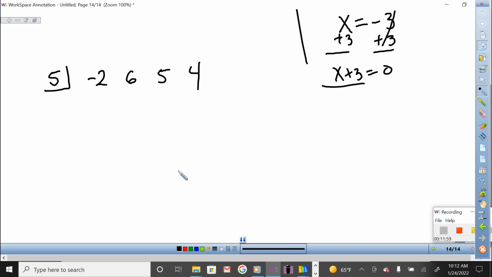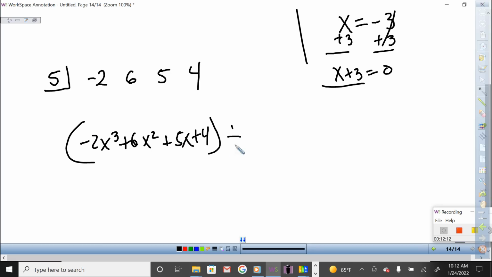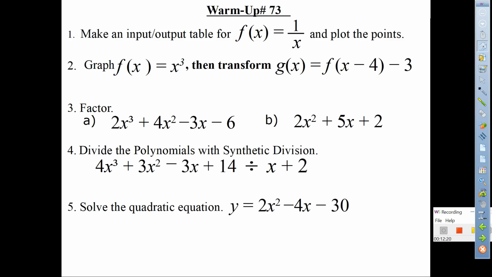All right. So, negative 2x cubed plus 6x squared plus 5x plus 4, and if we divide that by x minus 5. Yes? All right.